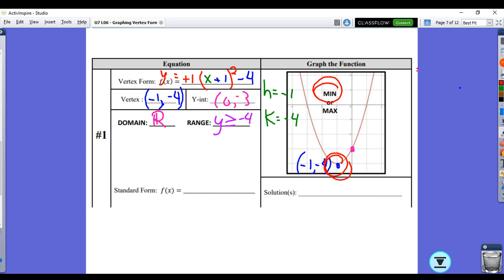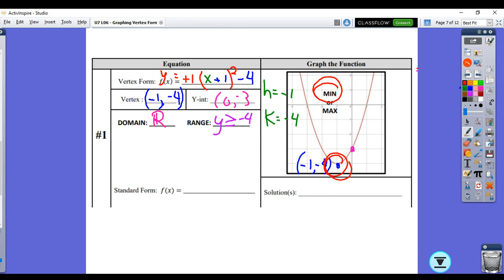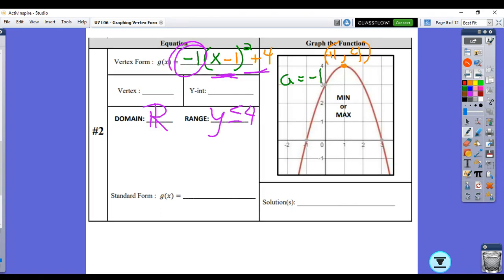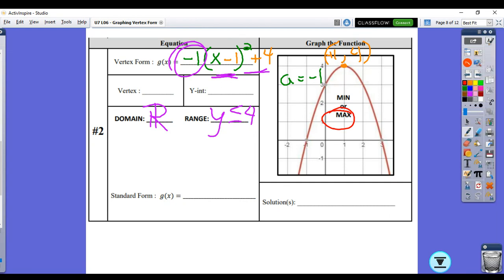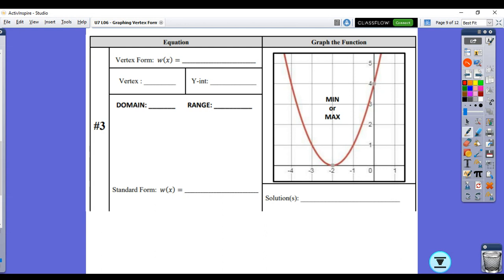So be careful there. Some people think, oh, up means max. No, no, no. Because it's opening up, it doesn't have a max. It has a minimum. But if it's opening downward, that means we do have a maximum. We have a maximum point and we have no minimum because it goes infinitely downward. Okay? Let's go the opposite direction here.